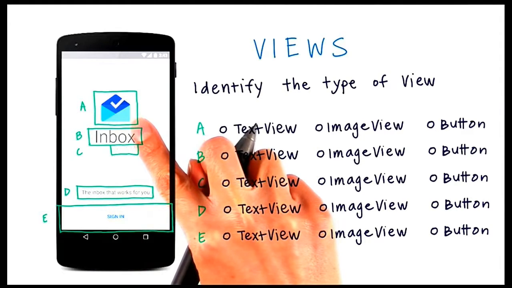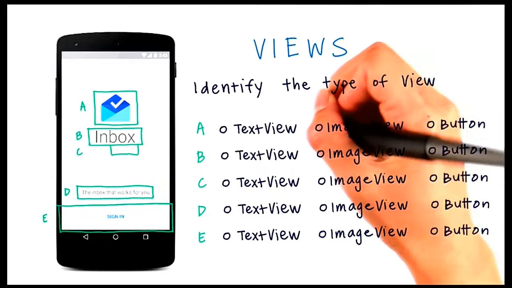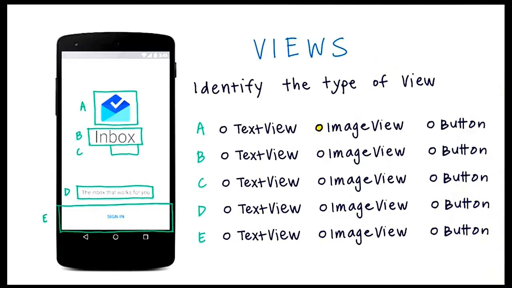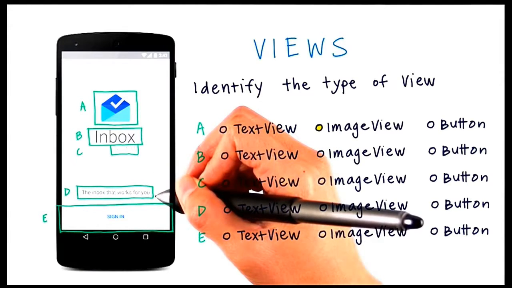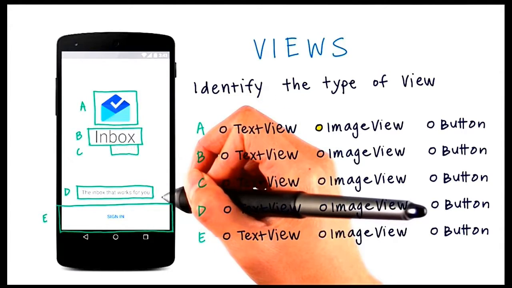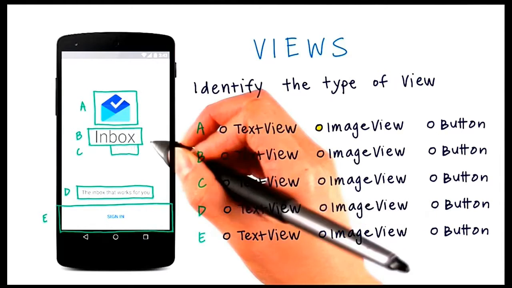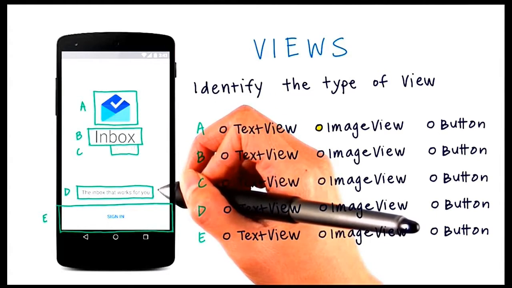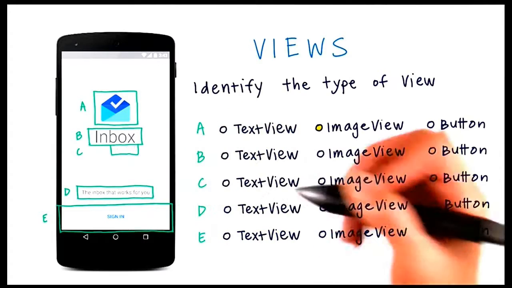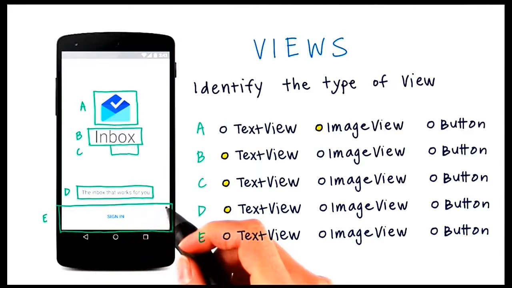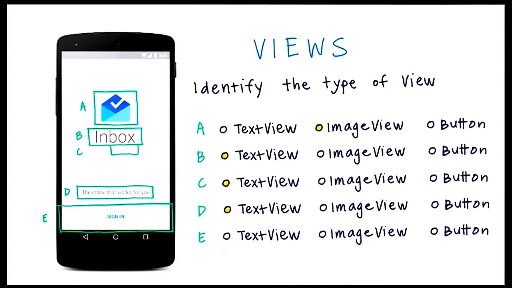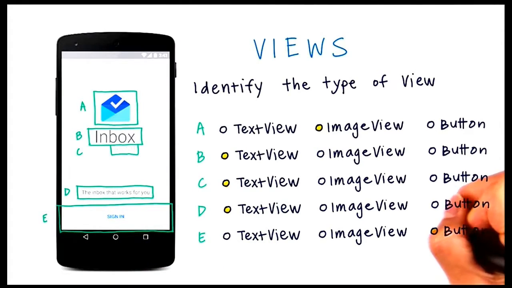First, at the top of the screen, we have this blue envelope with a checkbox. This is an image, so this is what we call an image view. Next, we have these three pieces of text, and there are three different text views because they each have different font styles in terms of font size and font color. And they're also positioned in three different places on the screen. So we mark these as text views. The last one here is a button that the user can tap to sign in, so we choose button.